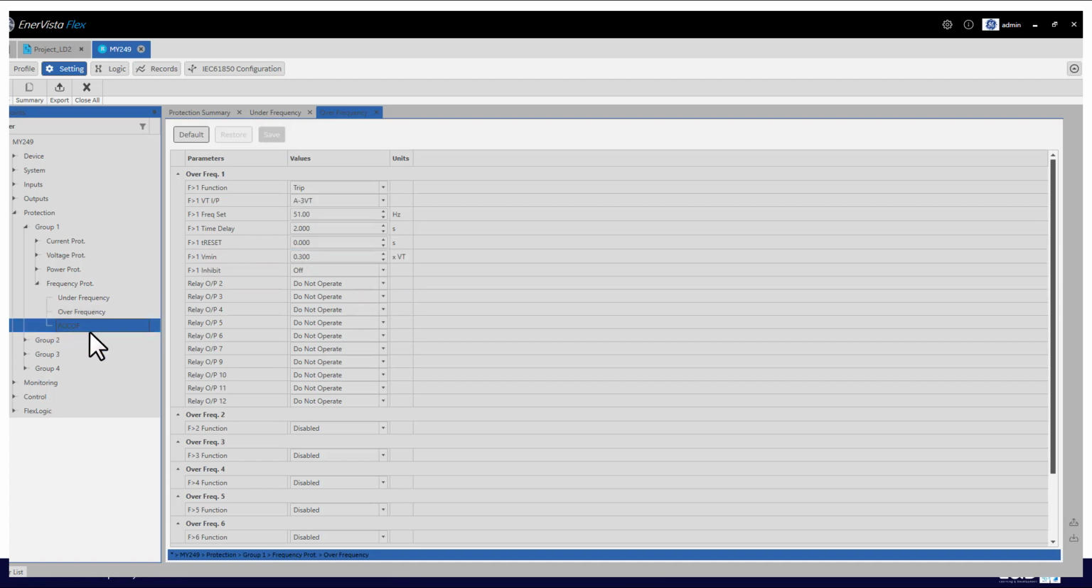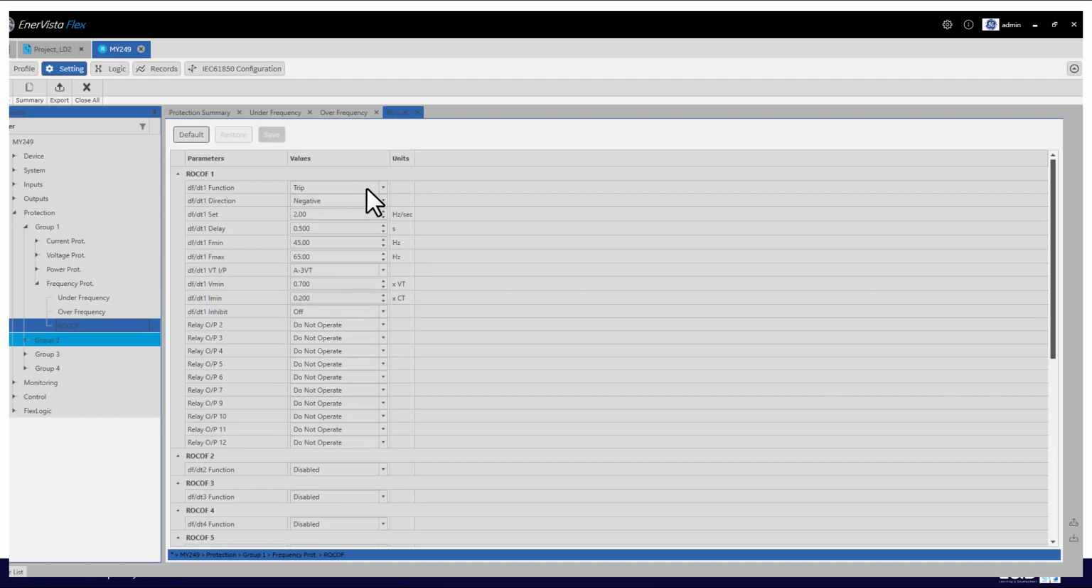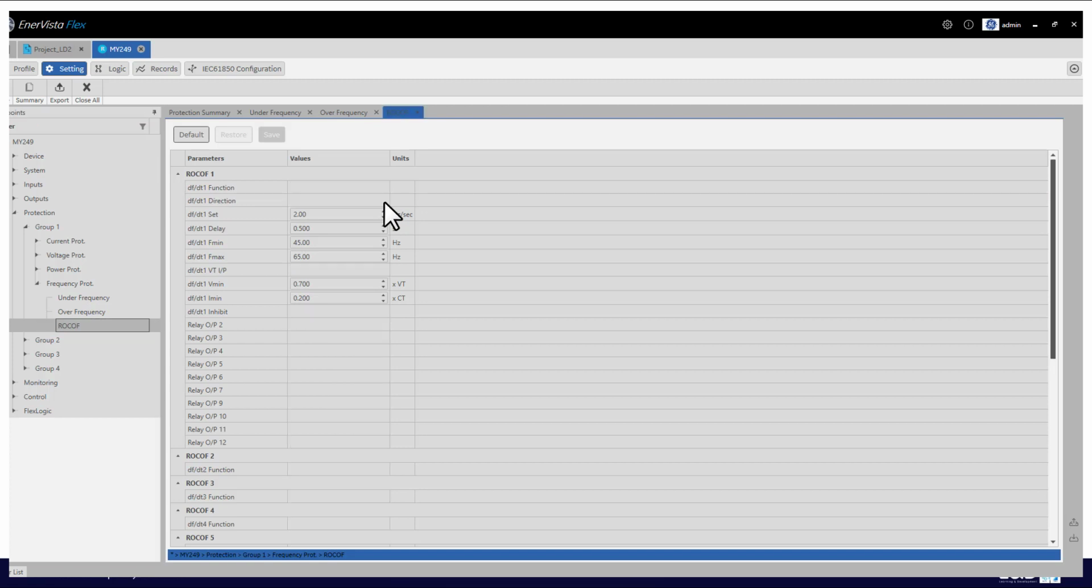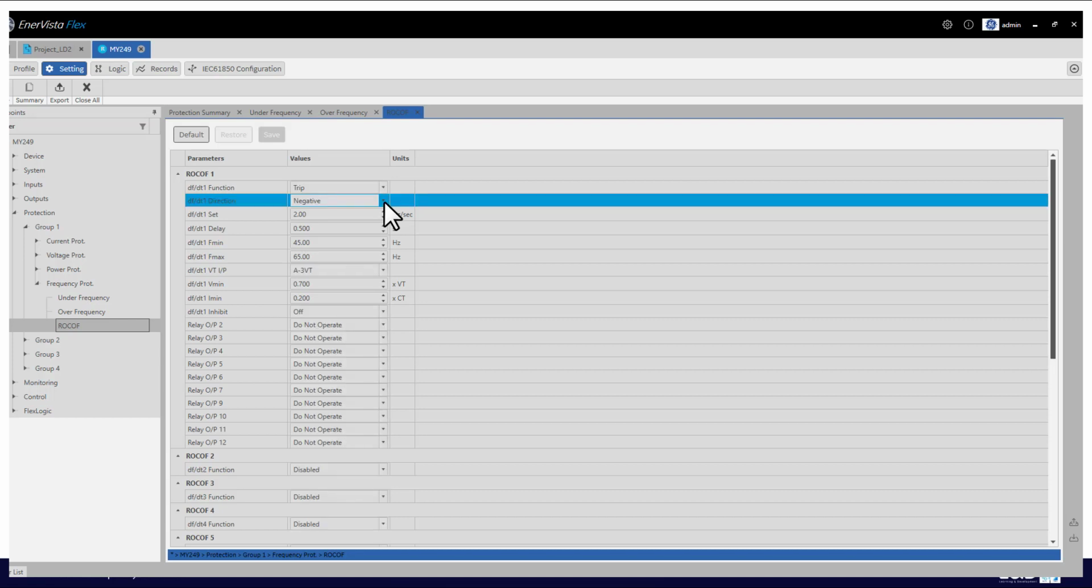And last, rate of change of the frequency, ROCOF. So this one has more settings. First we see the function can be chosen as trip or alarm. Then this has a direction setting, so you can choose positive or negative. This determines whether the setting is in a falling or rising frequency direction.